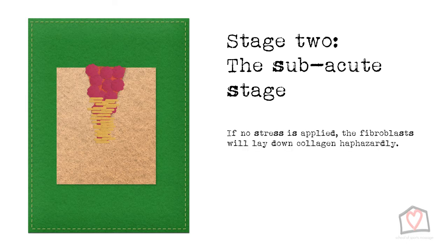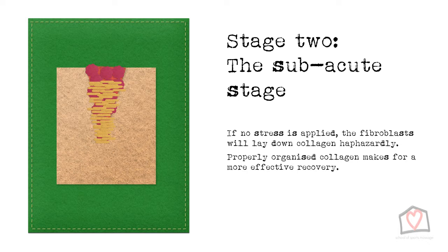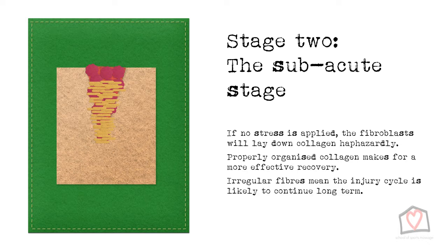If there is no stress applied to the tissues, the fibroblasts will lay down collagen in a haphazard fashion. Think about builders filling in a hole and just putting the collagen down quickly and in any direction. It may take longer to organise it properly, i.e. a longer recovery, but in the long term this will provide more effective recovery. If the fibres are left irregular, then the injury cycle is likely to continue and recovery will be poor long term. Too much stress, however, and the area will not be able to reconstruct, and therefore further injury will occur.